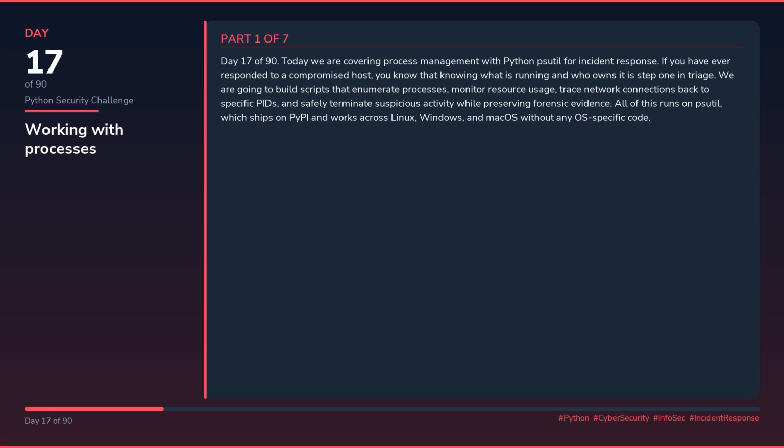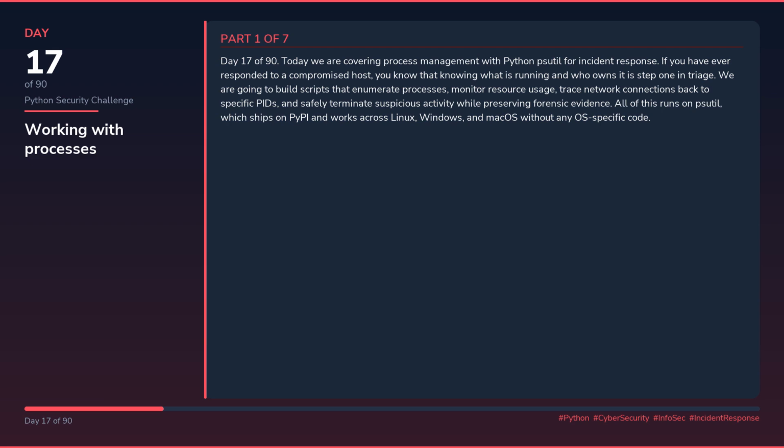Day 17 of 90. Today we are covering process management with Python psutil for incident response. If you have ever responded to a compromised host, you know that knowing what is running and who owns it is step 1 in triage. We are going to build scripts that enumerate processes, monitor resource usage, trace network connections back to specific PIDs, and safely terminate suspicious activity while preserving forensic evidence.